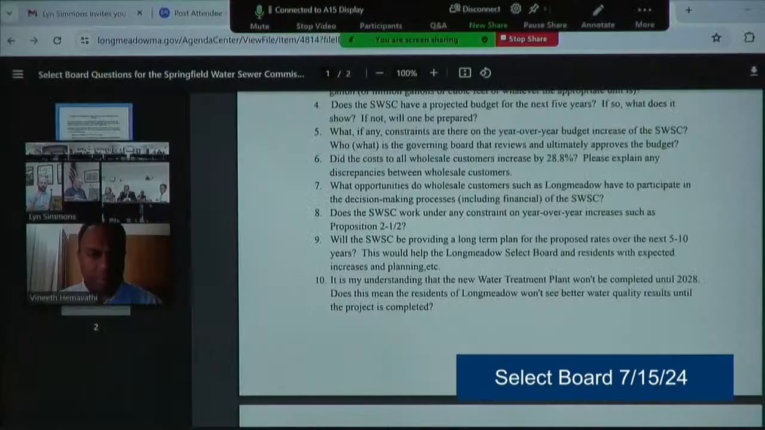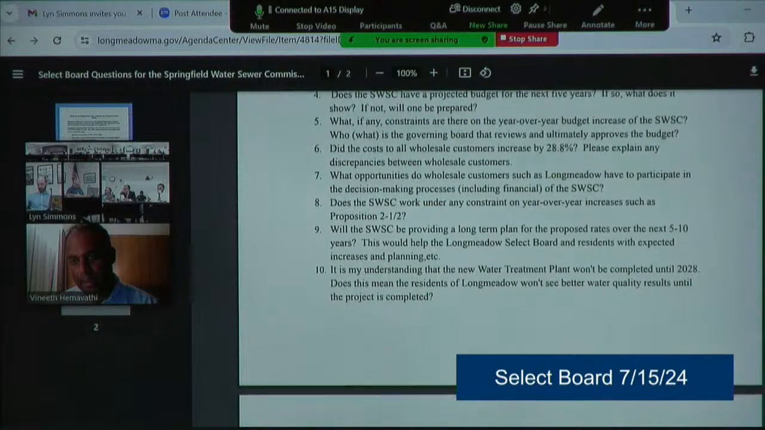Great. So I think through our discussion, we've already touched on questions 8 and 9. Question 10 is about the water treatment plant. From what we understand, it looks like it's going to be completed in 2028. There are concerns in town about water quality, and I guess this question is aimed to figure out if steps are being taken before the completion of the plant to address water quality and make improvements.